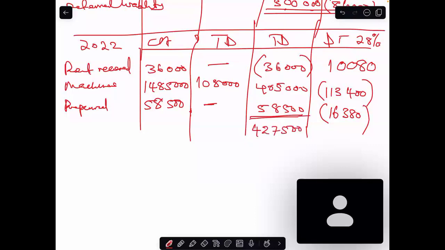Right, it's positive, meaning this is a taxable temporary difference. It gives rise to a deferred tax liability. 427,500 times 28%. How much are you getting?